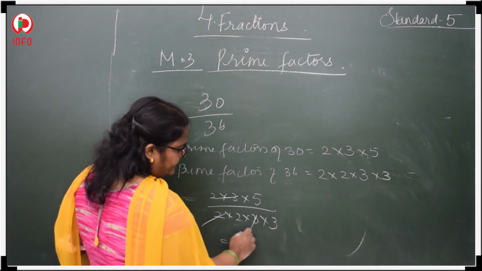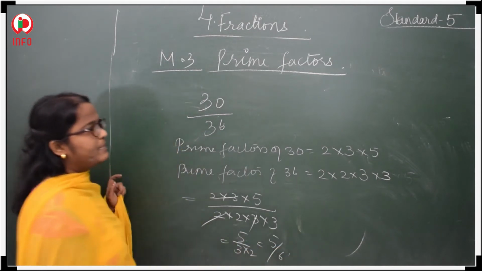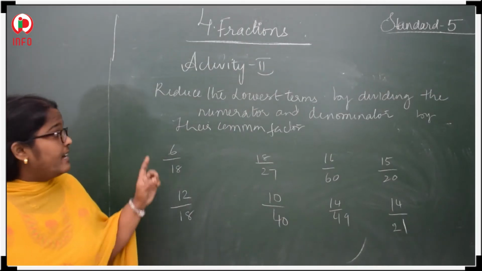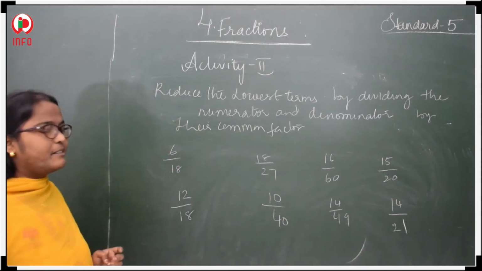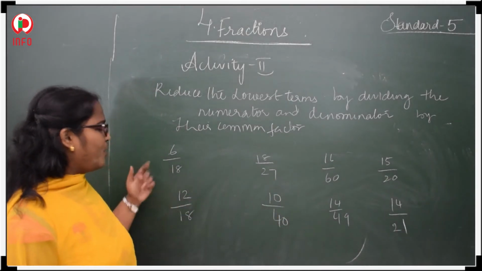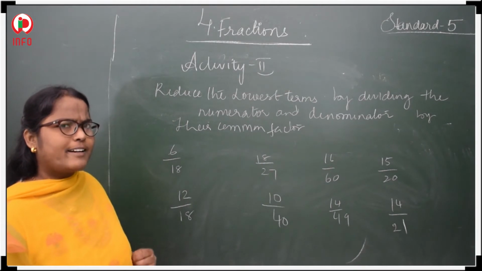So what are we getting, children? 5 by 6 is the answer. Reducing is an activity too, guys. Reduce to the lowest terms by dividing the numerator and denominator by the common factor. So what is the common factor for this?